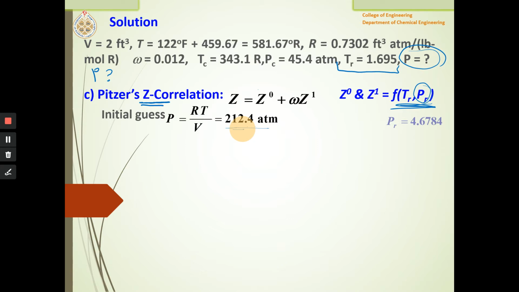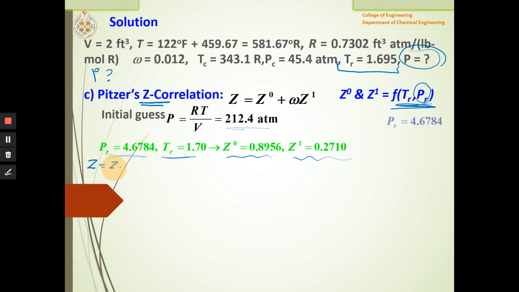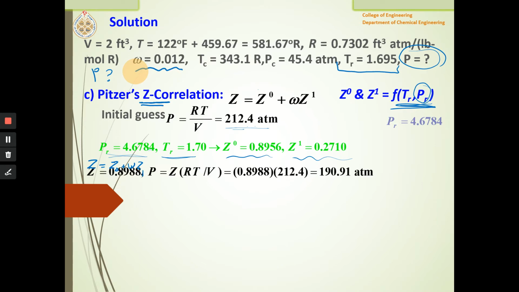So I have PR, and then at this PR and this TR, I should go to the appendix and find Z0 and Z1. Later on, I will talk about the details of how you can calculate Z0 and Z1 using interpolation, but I want you to know the mechanism now. You have to get Z0 and Z1 from appendix E1 to E4. And if you got Z0 and Z1, then we should be ready to get Z, because Z is equal to Z0 plus omega Z1. Omega, we got it at 0.012 for methane from appendix B1. So in this case, it's just direct substitution. So what I did, I just substituted directly to get Z.